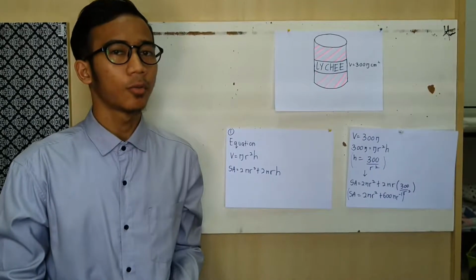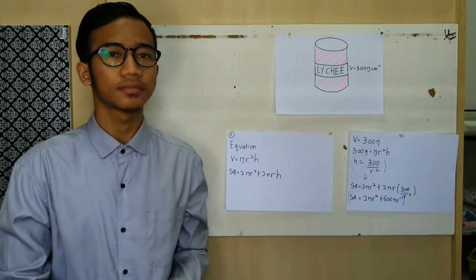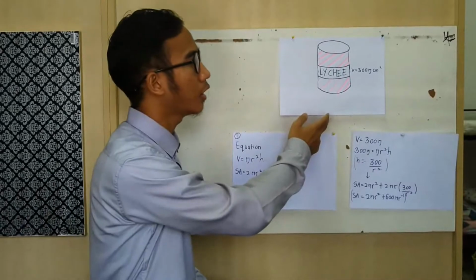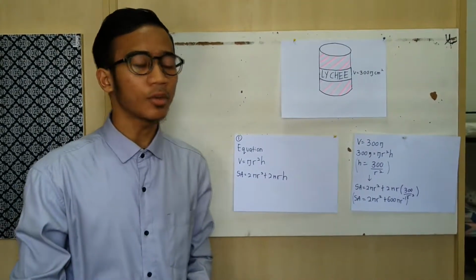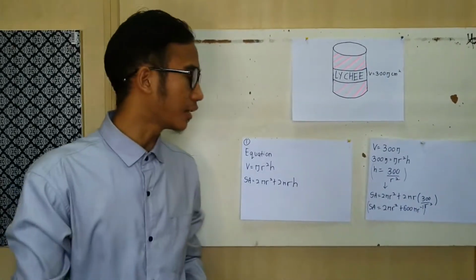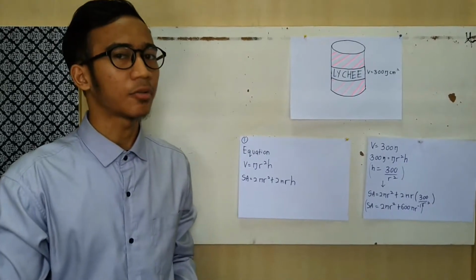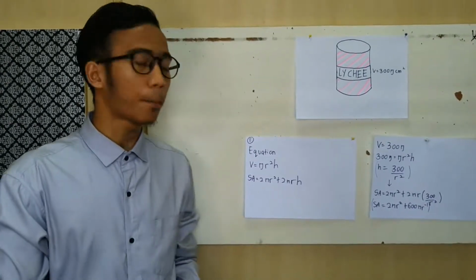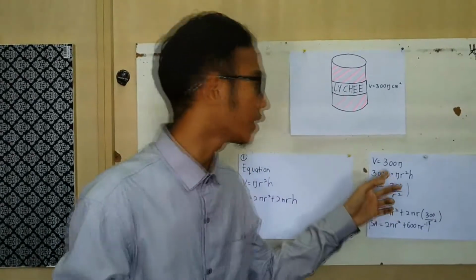For the first step, we need to find two formulas. So which formulas are we going to use? We have been given the volume of the cylinder, so we are going to use the volume of the cylinder. And for the second, we need to find the surface area of the cylinder. The first equation is the volume equal to pi r squared times h. And the second equation is the surface area, which is 2 pi r squared plus 2 pi r times h.